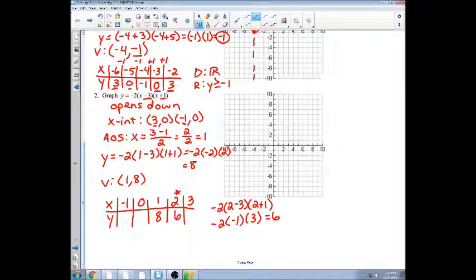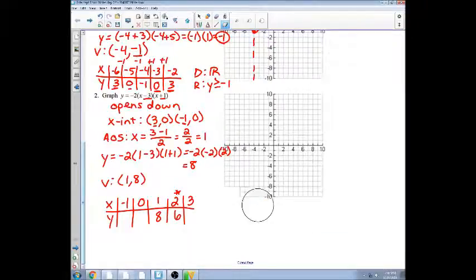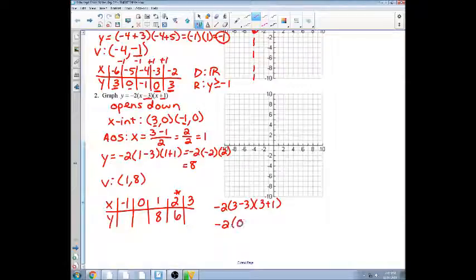Okay? Next step, I need to take my 3 and plug it back in the equation for all the x's. So negative 2 times 3 minus 3 times 3 plus 1. Well, 3 minus 3 is 0. 3 plus 1 is 4. Anytime you multiply by 0, it's just going to be 0. Okay? So this would actually equal 0.